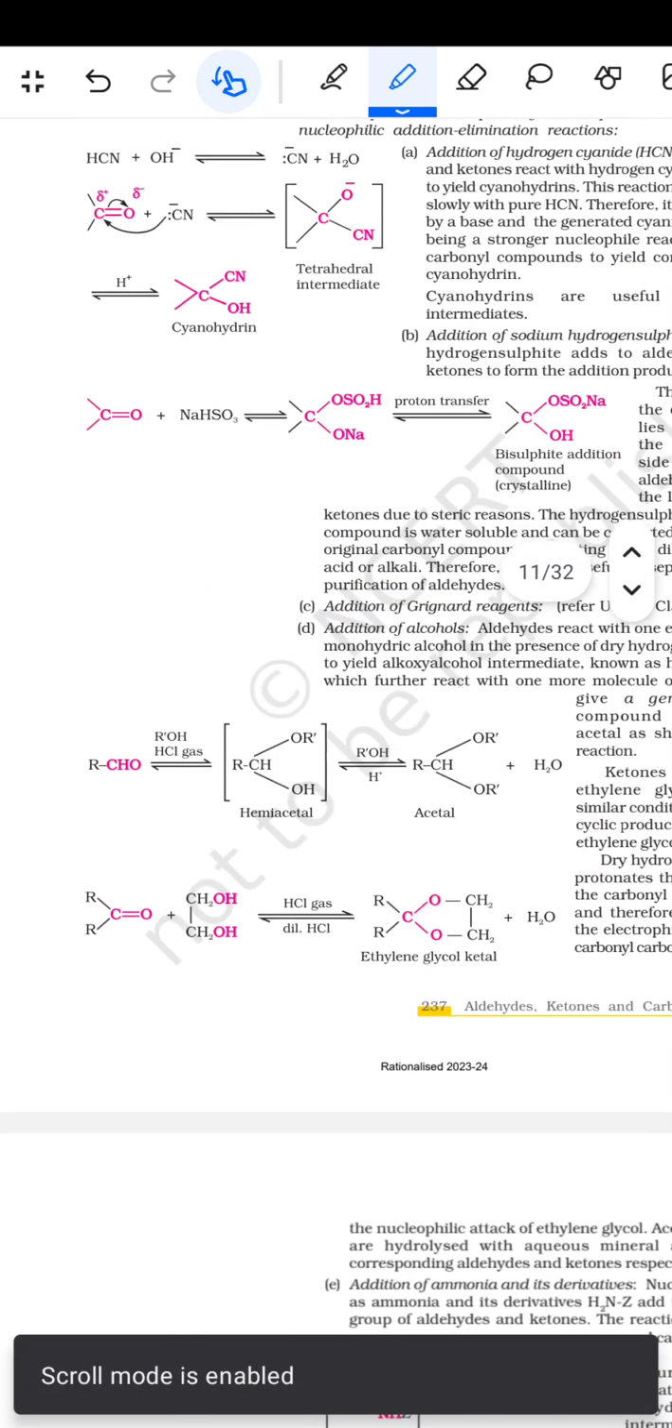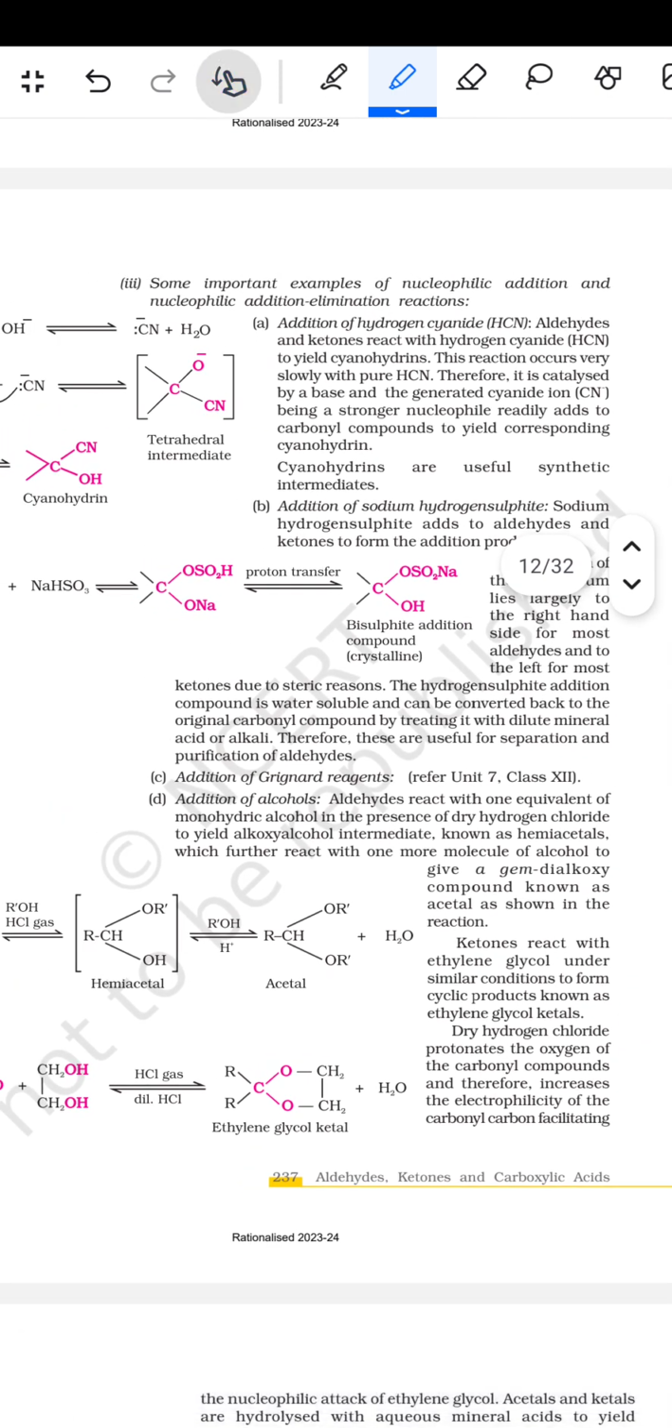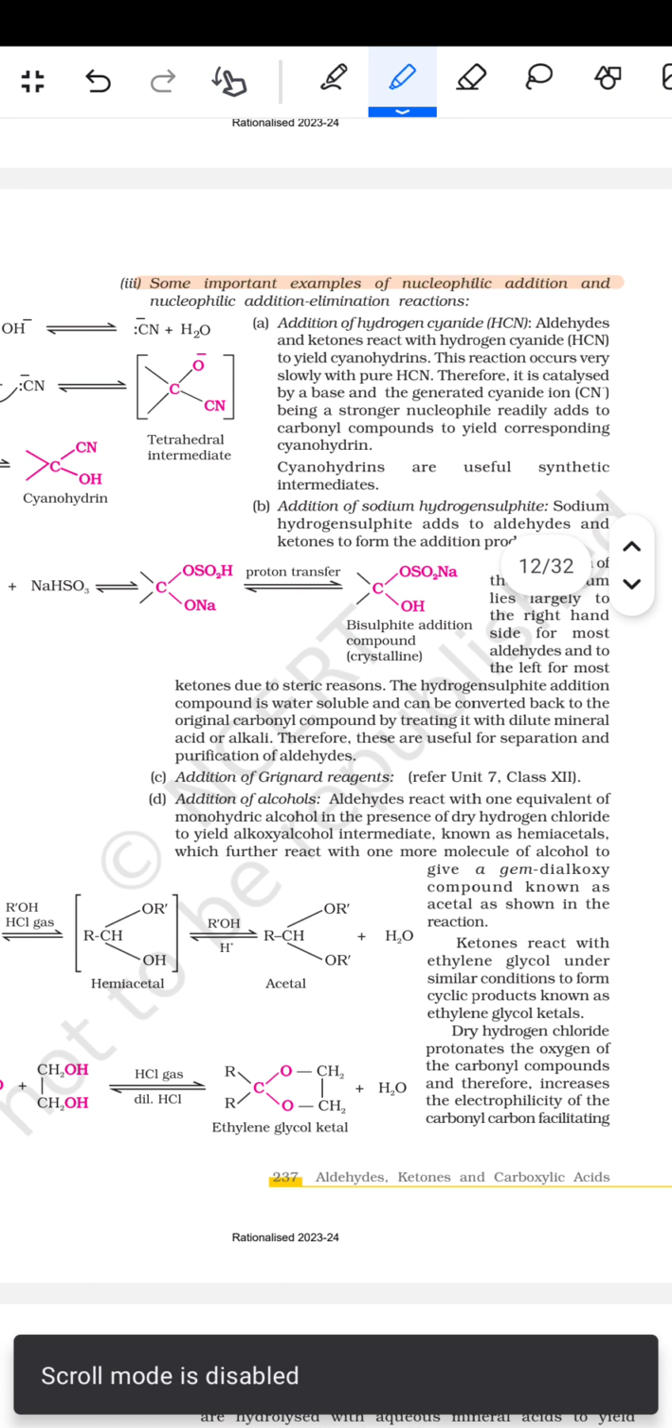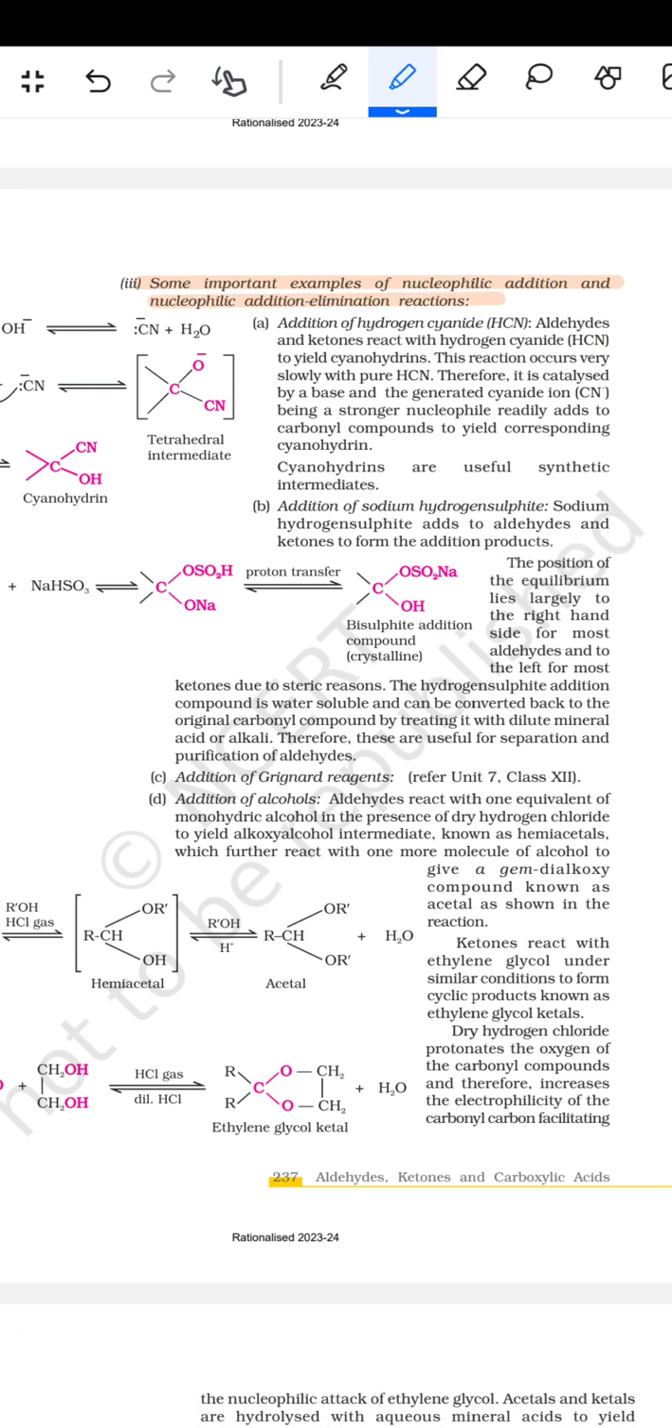Now, some important examples of the nucleophilic addition and the nucleophilic addition elimination reaction. Addition of the hydrogen cyanide HCN. Aldehydes and the ketones react with the hydrogen cyanide HCN to yield the cyanohydrins. This reaction occurs very slowly with the pure HCN, therefore it is catalyzed by a base, and the generated cyanide ion CN-, being a stronger nucleophile, readily adds to the carbonyl compounds to yield the corresponding cyanohydrin. Cyanohydrins are useful synthetic intermediates.